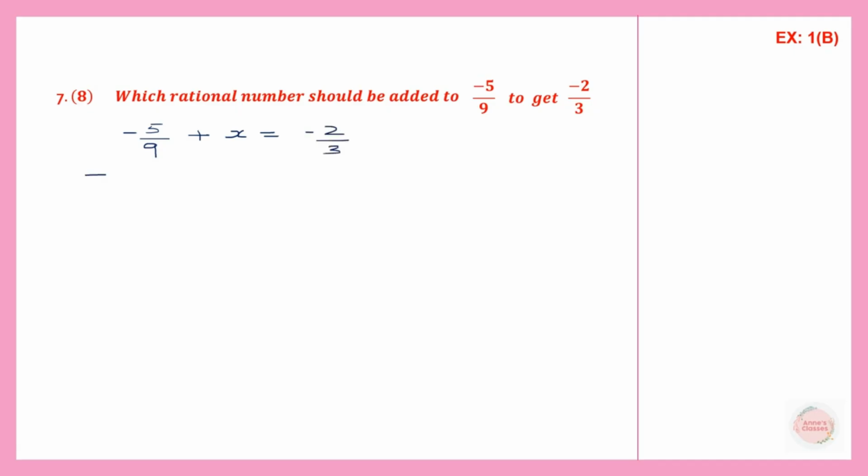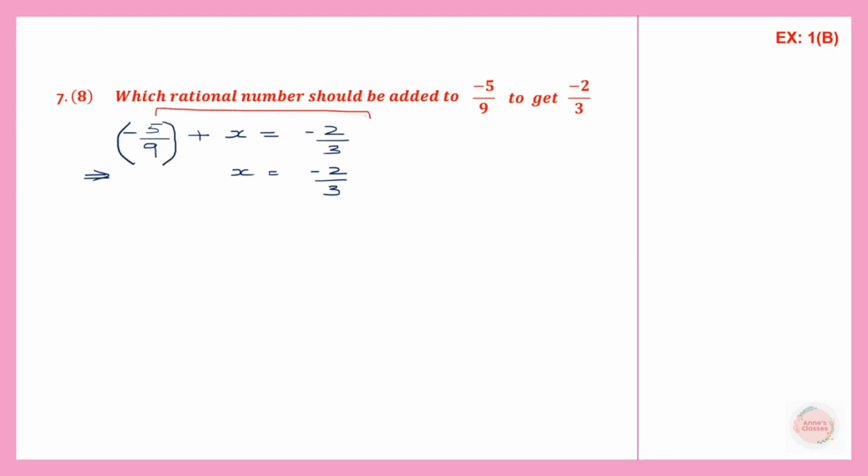So again we're going to use this. We're going to work this out like a linear equation. So x is going to be on this side. On the other side we have minus 2 by 3. Now we are going to transpose this one, that is minus 5 by 9. We are going to transpose it to the other side.